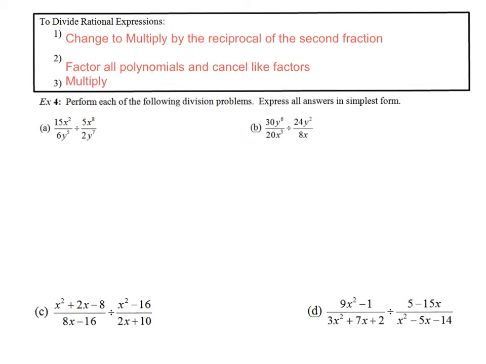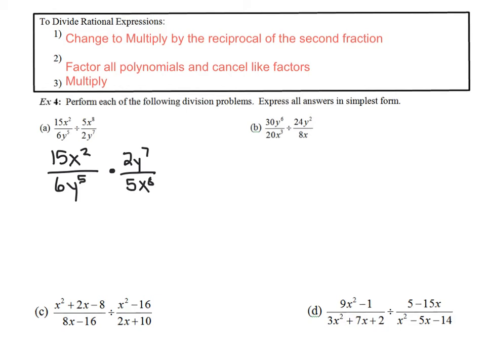Looking at our first example in exercise 4, 15x squared over 6y to the 5th divided by 5x to the 8th over 2y to the 7th. My first fraction stays exactly the same. You might remember this from middle school as the keep, change, flip operation. We keep our first fraction, change the operation to multiply, and take the reciprocal of the second fraction, so 2y to the 7th over 5x to the 8th. Now it's just a multiplication problem, so we can go ahead and do our cancellation.